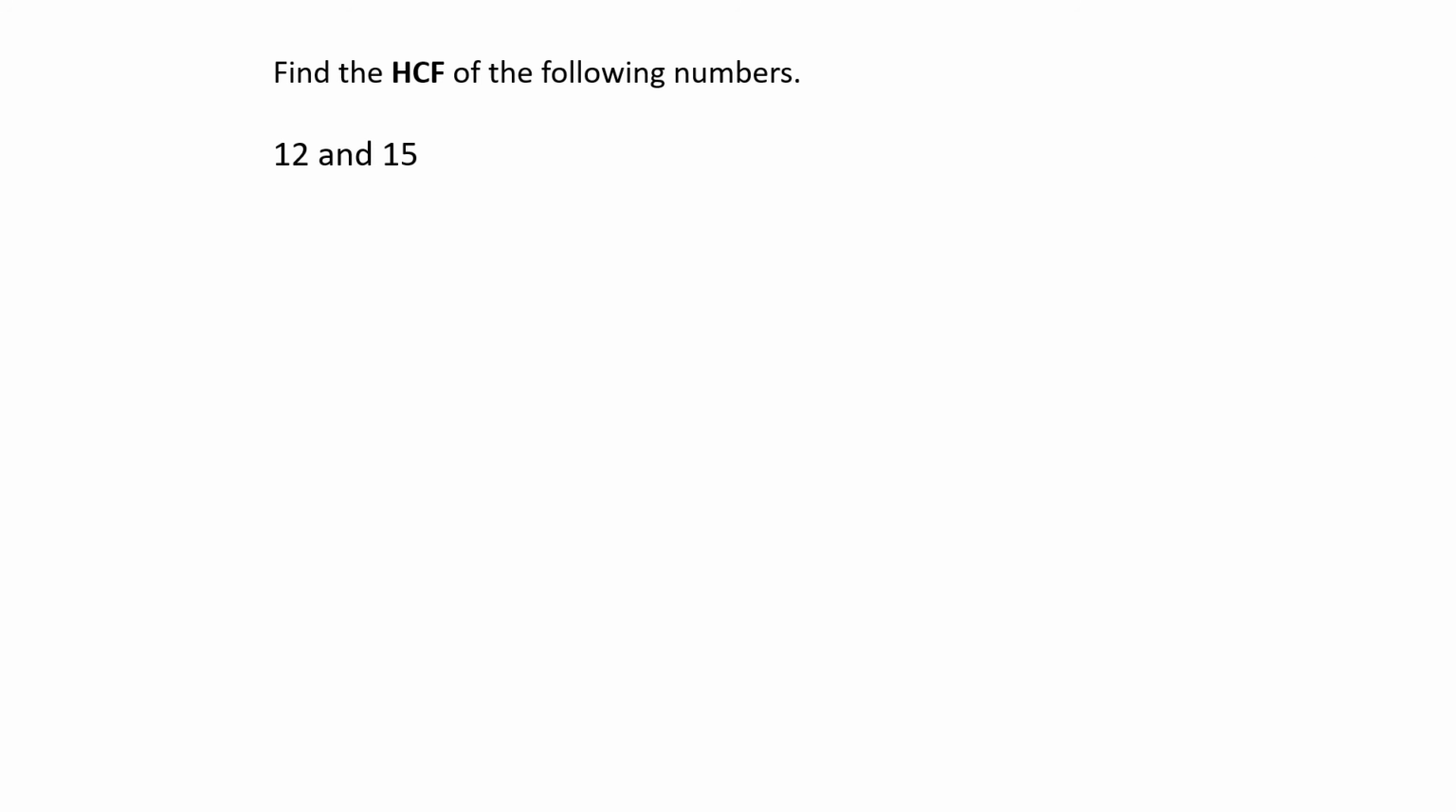So we'll start off with prime factorization. So 12, I'm going to split that into 2 times 6 and 2 times 3. So 12 as a product of its prime factors is 2 times 2 times 3. I'm now going to do 15. So that's going to be 3 times 5. And that's it, those are my prime factors there.